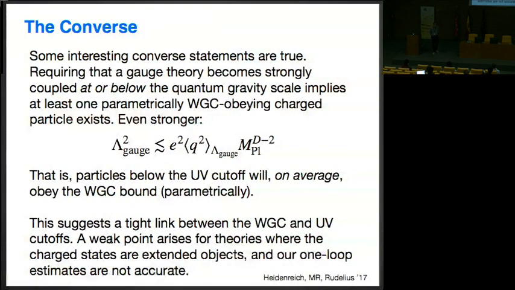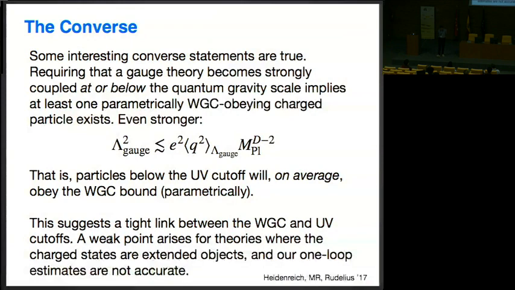Now, there are also converses to these statements. If I just suppose that gauge theory becomes strongly coupled at a scale below where gravity becomes strongly coupled, I can already infer from that there must be at least one particle whose mass is less than its charge. In fact, I can infer something even stronger, which is that the average charge of the particles below the cutoff of the gauge theory is bigger than their mass. In fact, is bigger than the cutoff scale itself.